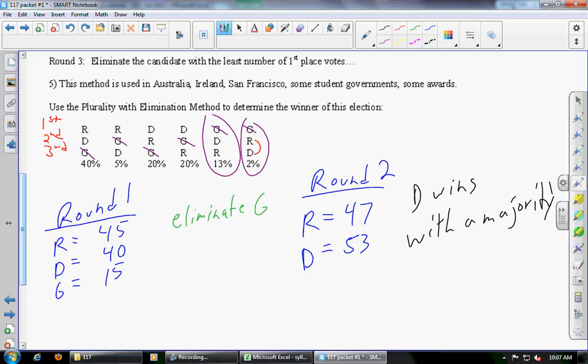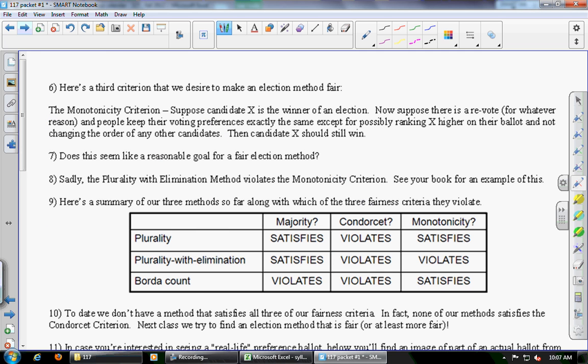I'm going to move D up even higher than I did before, and so D should win even more than it. Like, it should be an even easier victory for D, and it's going to turn out somebody else will win the election. Not in this case, but it is possible to cook up some ballots where this seemingly impossible thing actually happens. So have a look at your book to see an example of that.